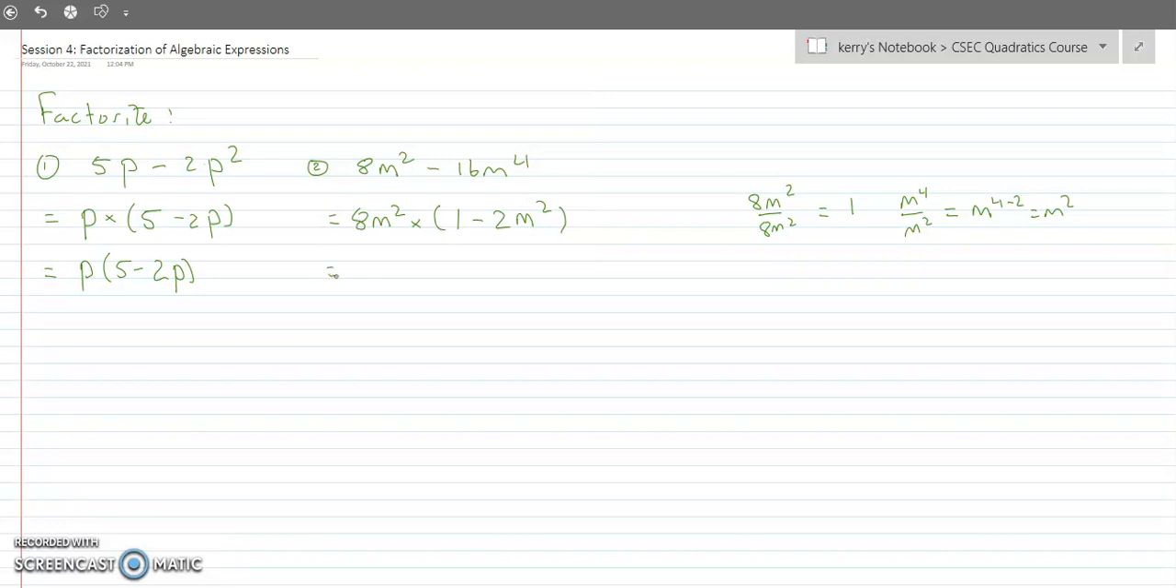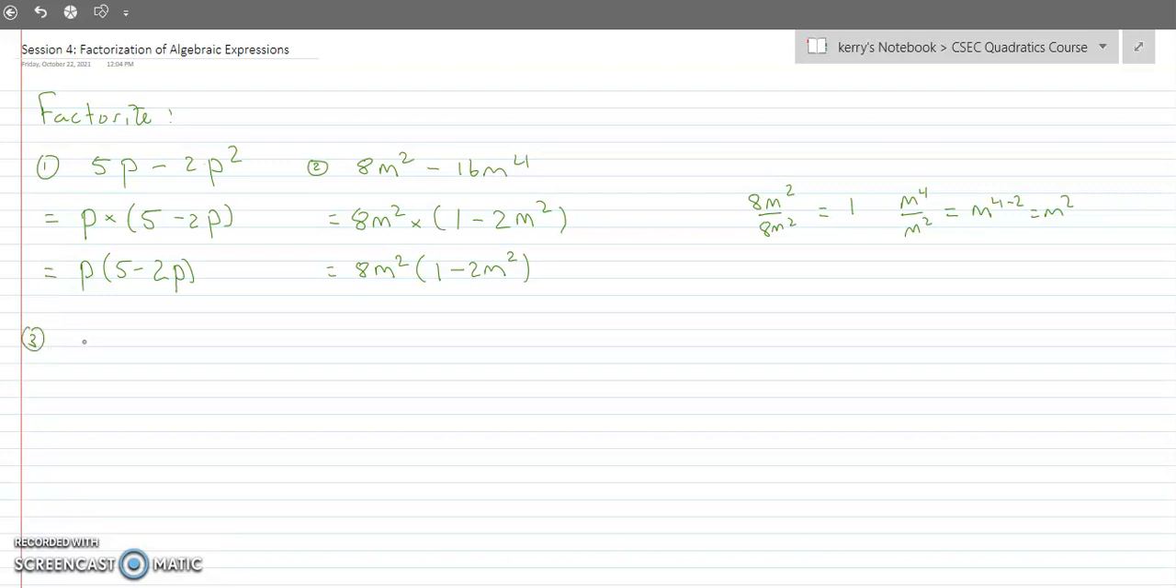And that's it. Now you don't need to write the multiplication sign. You can leave that out and it becomes 8m squared into 1 minus 2m squared. Now, this could actually be factorized a little bit more, but we're not going into that right now. So 8m squared by 1 is 8m squared. 8m squared by 2m squared will give you 16m to the power of 4. So you know that your answer is correct.